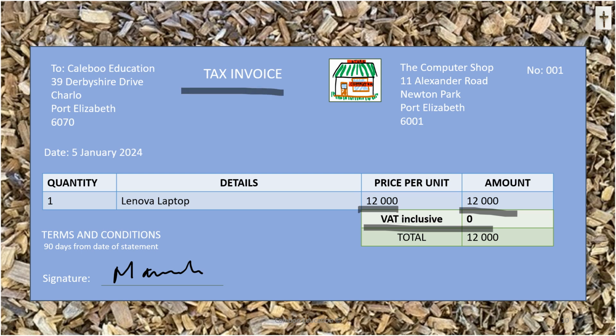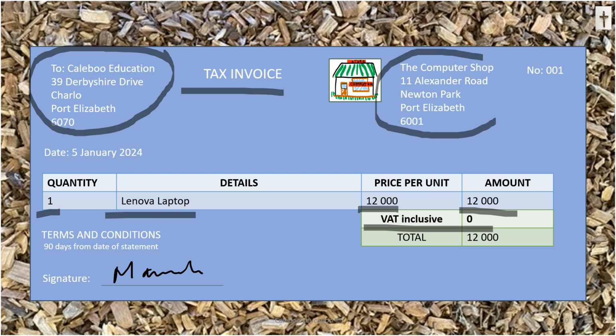So a tax invoice was completed. One laptop was purchased by Calibu Education. The computer shop sold us the computer, and the invoice was signed off when this laptop was delivered. It was purchased on credit, so their terms and conditions apply.